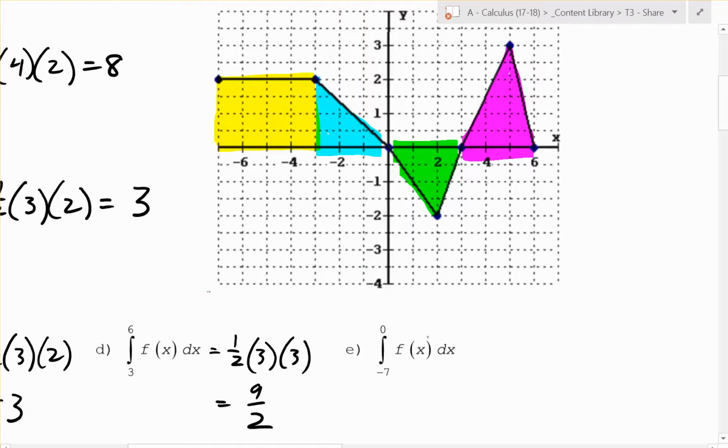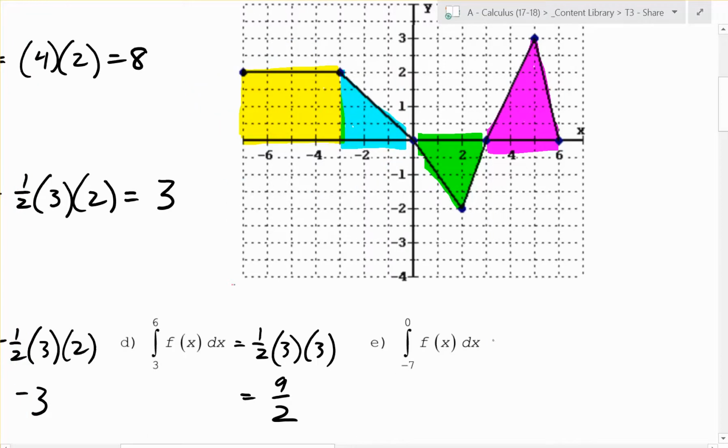Now what happens if it asks to go from -7 to 0? That's going to be this entire area. We did it in pieces, so you just add together the first two, so it's going to be 8 plus 3, 8 and 3 equals 11.